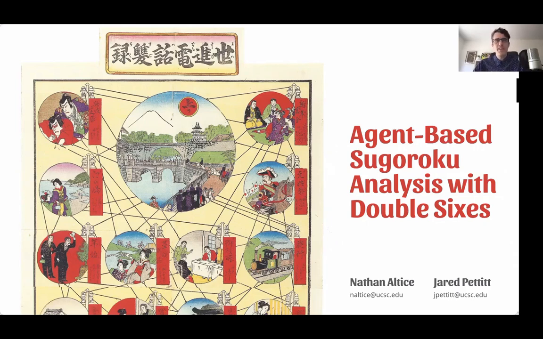Hello, Replaying Japan. My name is Nathan Altice, and today Jared Pettitt and I want to present some of our preliminary work on agent-based Sugoroku analysis with a web application that we call Double Sixes.